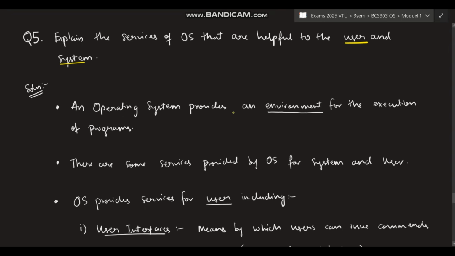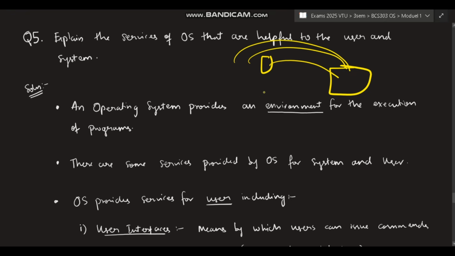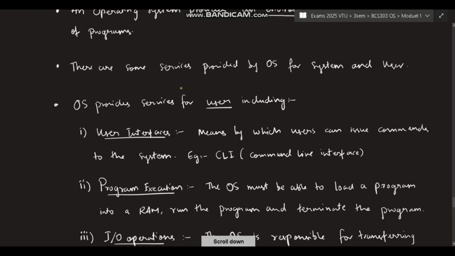Okay, so an operating system provides an environment for execution of programs. We have many programs we want to execute, so it provides an environment where we can put these programs and execute them. That is what the operating system does. There are some services provided by the operating system for the system and the user. We'll discuss each one by one.